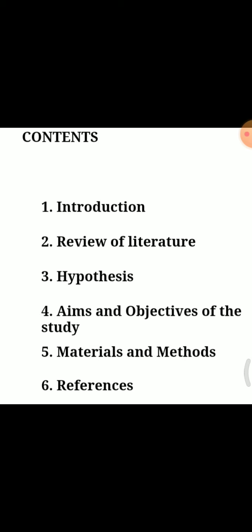So these are 6 main points you need to include in the contents. First one is introduction, second is review of literature, third is hypothesis, fourth is aims and objectives of the study, fifth is materials and methods, and sixth is references.